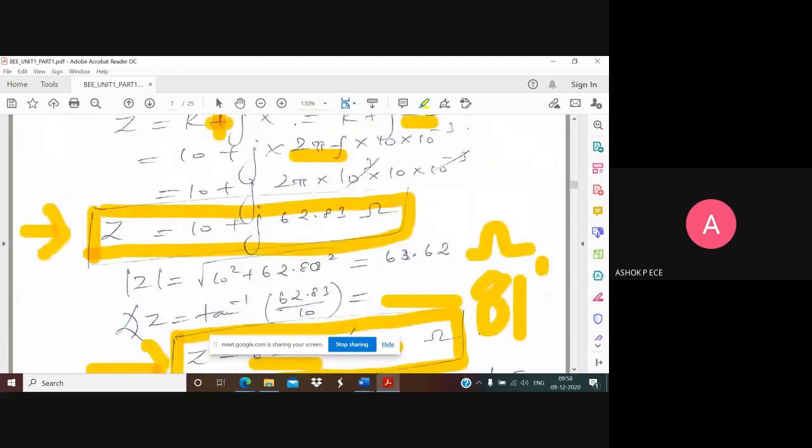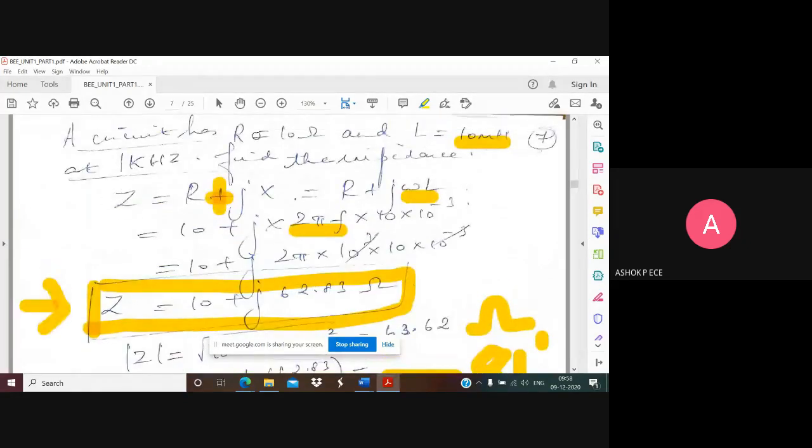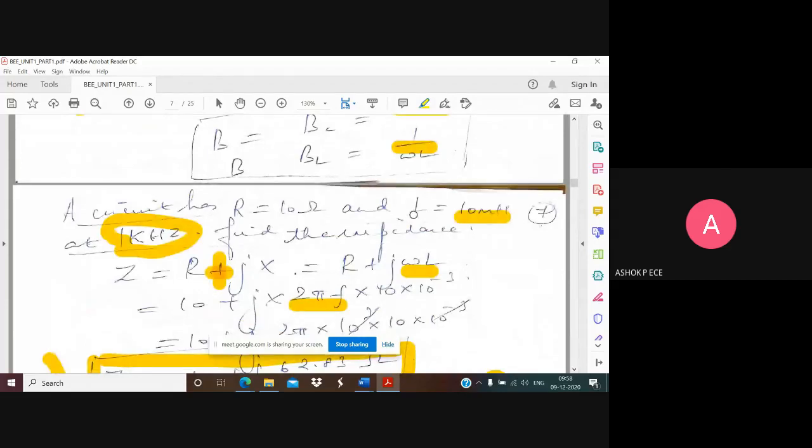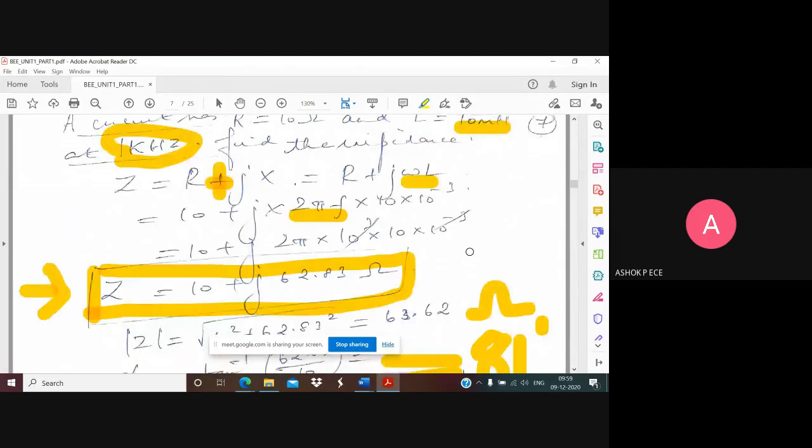Is this notation okay? You have to find Z from the components given to you, and without frequency you cannot find it. If frequency is not given, I cannot find Z, because for an inductor the reactance depends on frequency.